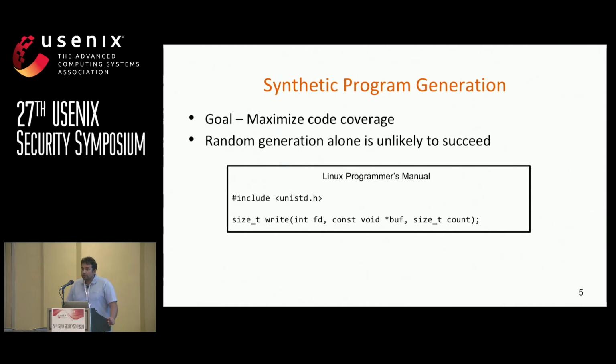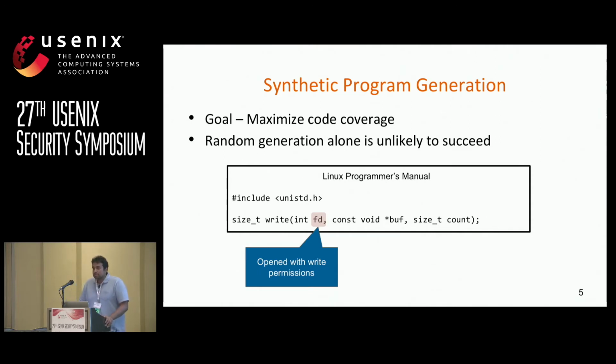And to see why, let's go over a simple example of what is required to generate even a write system call. So here's the system call definition, and let's start with the first argument. So even though it's an int type, we all know that this value must correspond to a file descriptor that's in an open state with write permissions, and that this value must be produced by another system call like open. So as you can imagine, if the fuzzer just randomly generates these values, it's very unlikely that it will generate a valid system call, let alone the required open.